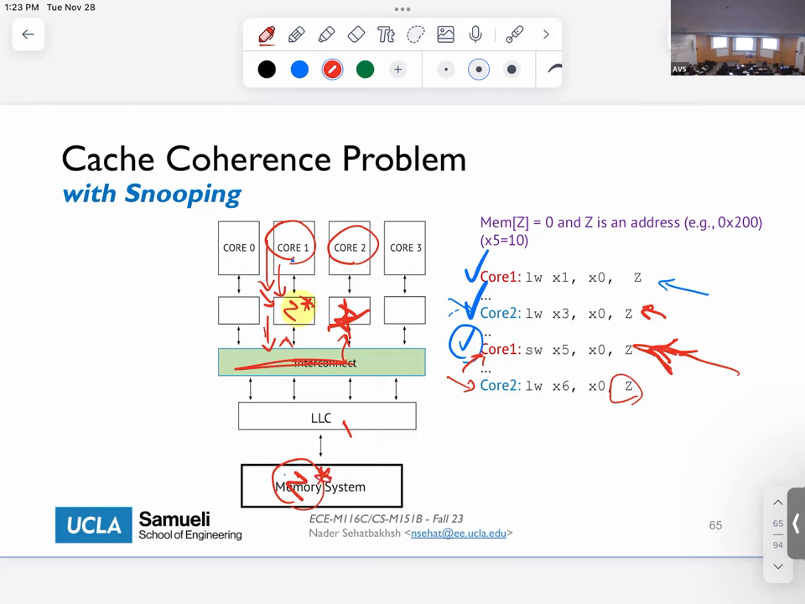So the next time this load comes in, the write back doesn't need to happen anymore because there is no write back. I just get the copy from here and that's it. But at the end, all of them will have Z star, and that's the point.